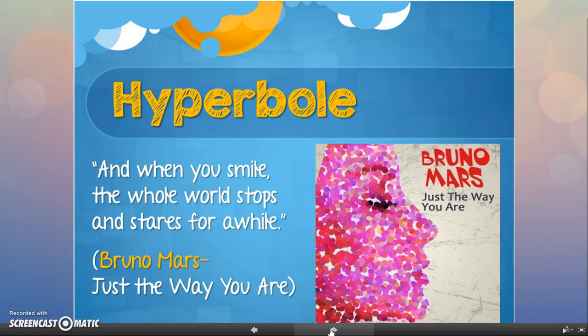Could you imagine the whole entire world just freezing because of your smile? If you can't imagine that, then that means you think a lot about your smile and yourself. You may have a beautiful smile, but I believe it would be impossible for the entire world to be like, she's smiling. So, with hyperbole, it's an exaggeration. It's a beautiful one though. And when you smile. Okay, I'm sorry.